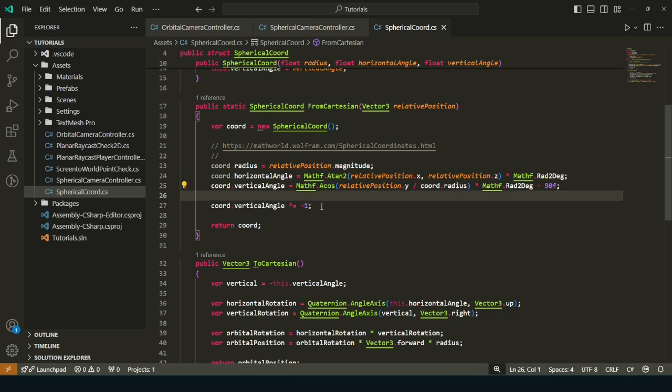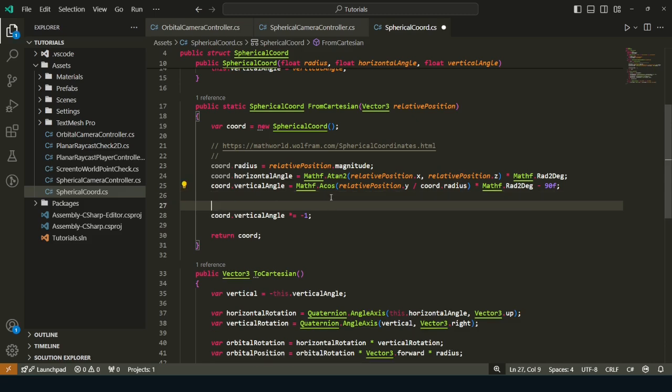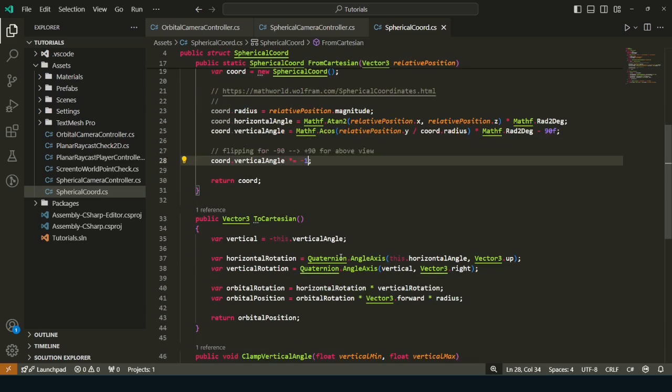You might also want to include a comment for this if you're flipping some axis around, for negative 90 to plus 90 for above view. And then you're basically kind of done. Because this is the kind of thing where there aren't really a whole lot of ways to declaratively write this. So you might want to just inform the reader, like, why the hell is there just a -1 here?